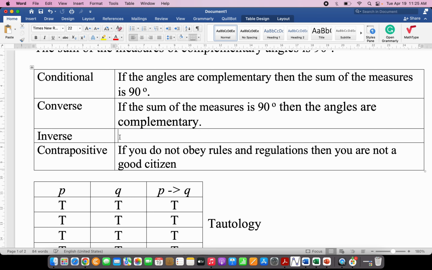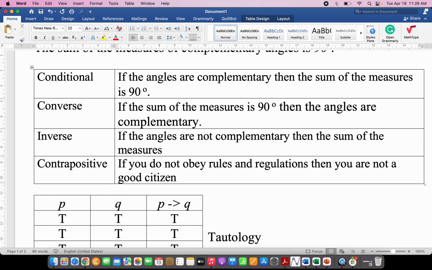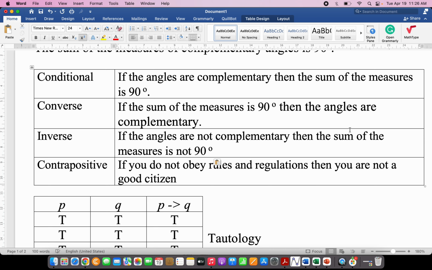we have to negate the conditional statement. So, if the angles are not complementary, then the sum of the measures is not 90 degrees. That's it.